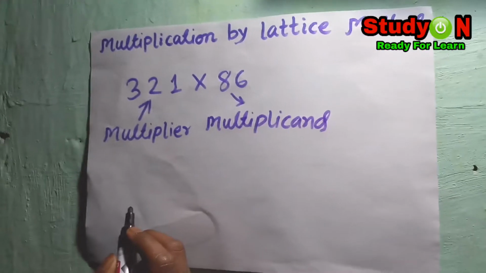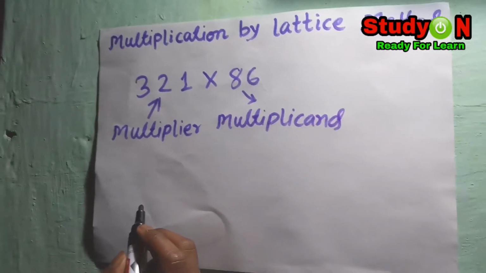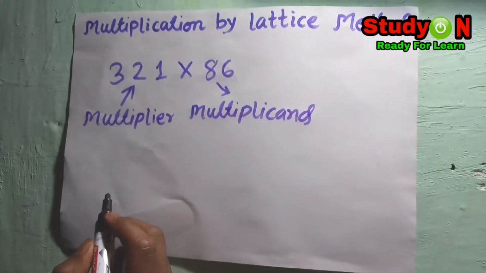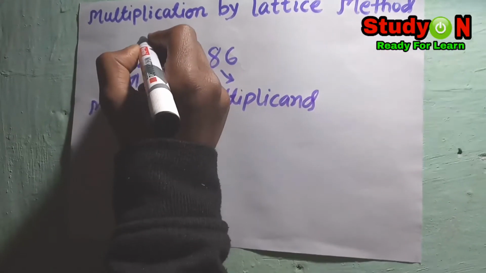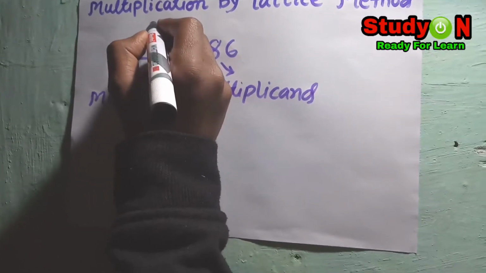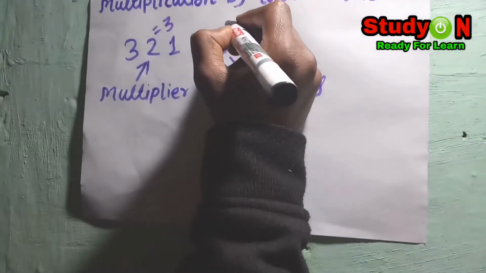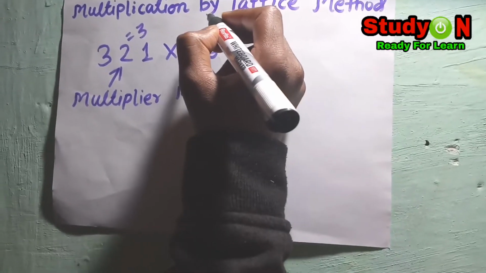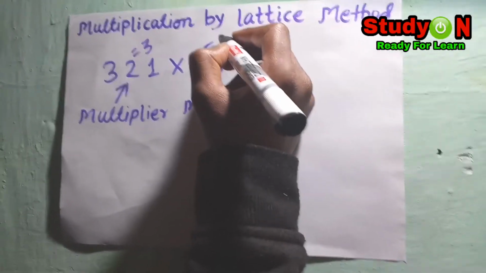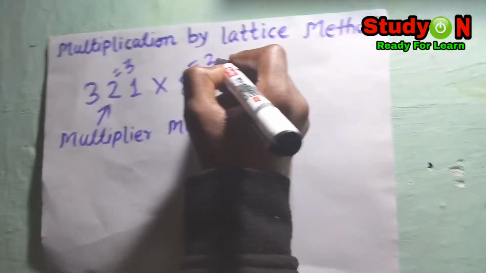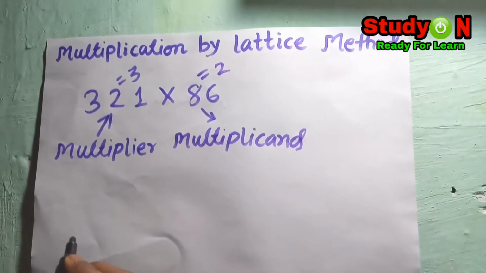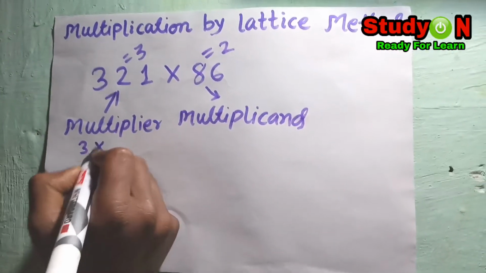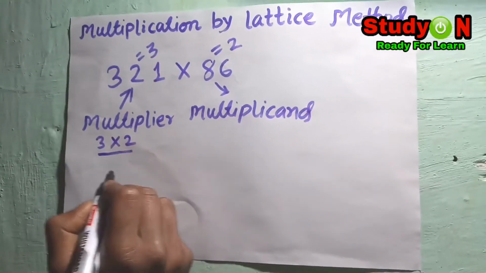Firstly, we have to check how many digits are in the multiplier side and how many digits are in the multiplicand side. Multiplier side number of digits is 3 and multiplicand side number of digits is 2. Then we have to make a 3 by 2 lattice structure.